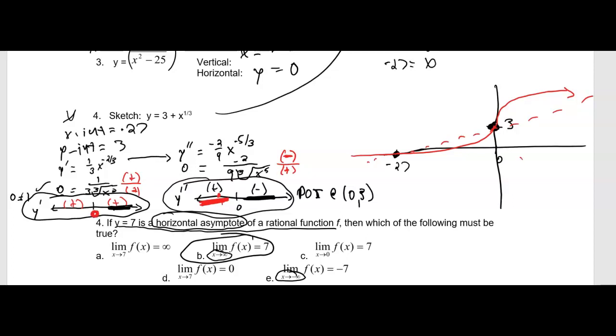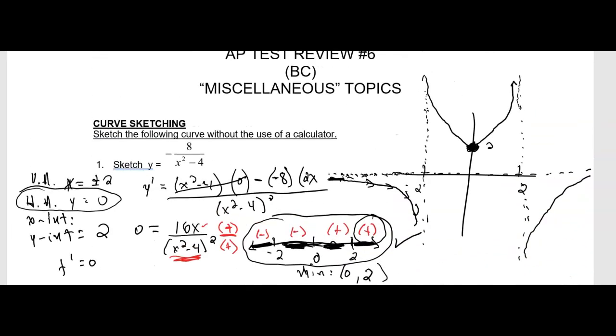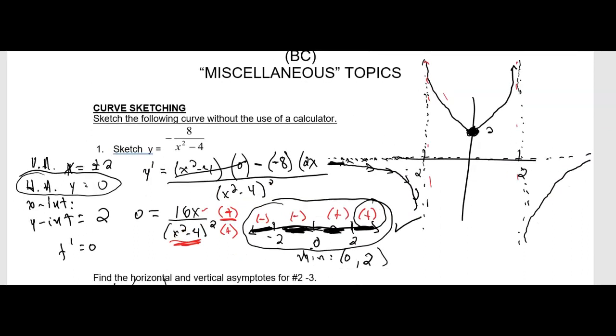So what that means is you better have a sharp corner, a vertical tangent, or a discontinuity happening at the x value of 0. In the first one we did, we had vertical asymptotes. That's what was making our derivative undefined.